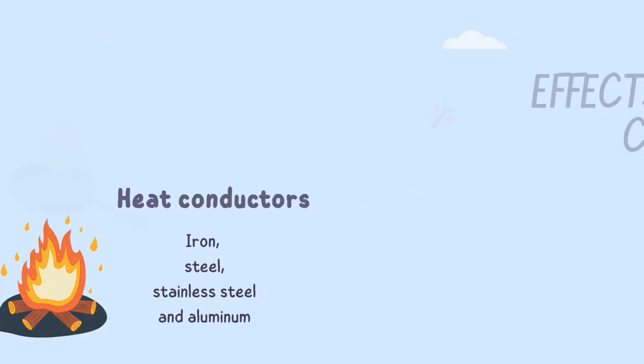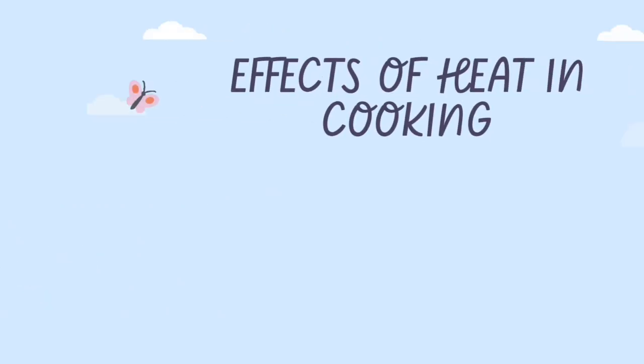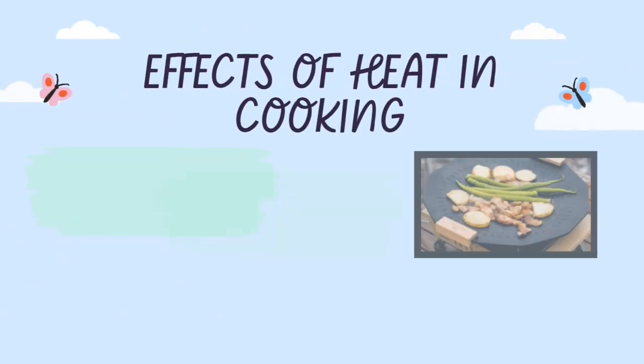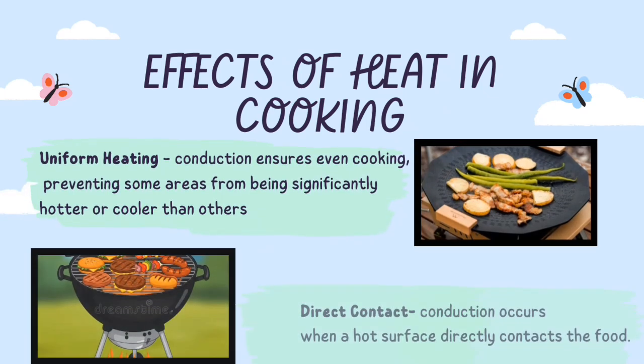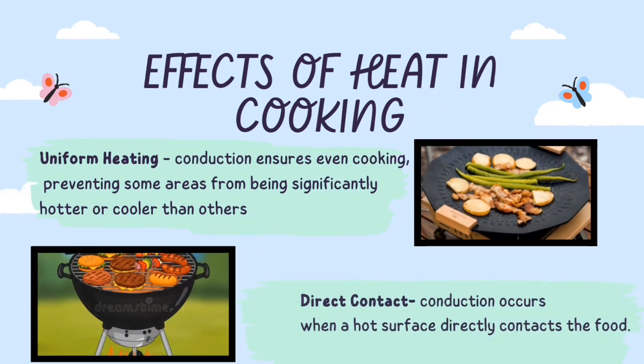Next is the effects of conduction in cooking. Heat plays an important role in cooking. It affects food in different ways through conduction. First is uniform heating. Heat spreads evenly, making sure all parts of the food are cooked the same. This prevents some areas from being too hot or too cold. Next is direct contact. Heat is transferred when food touches a hot surface like a grill or pan, helping it cook faster and form a crispy or brown surface.